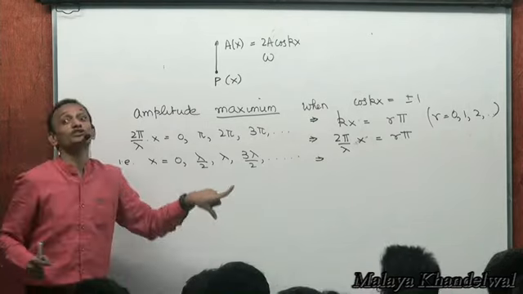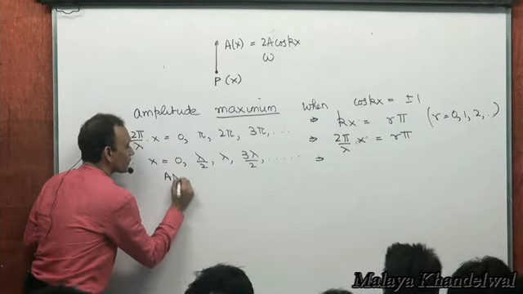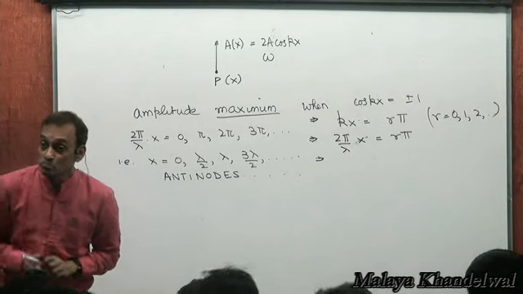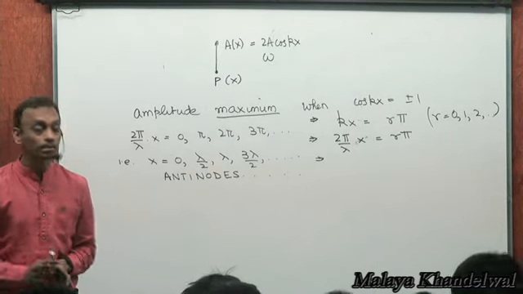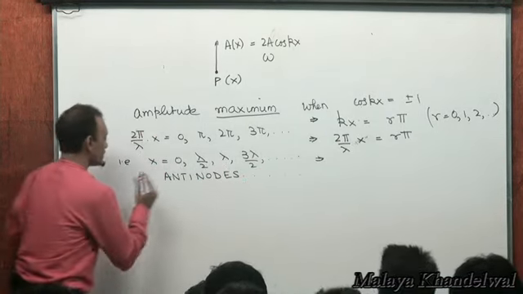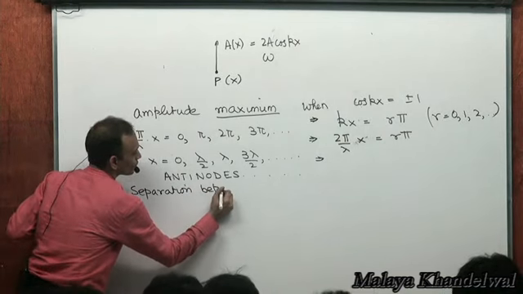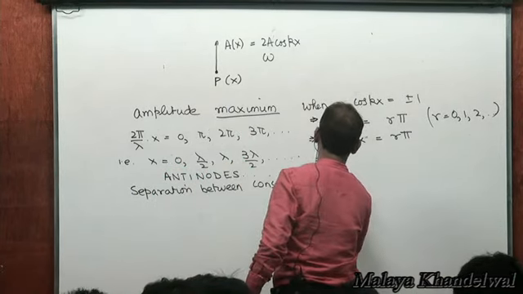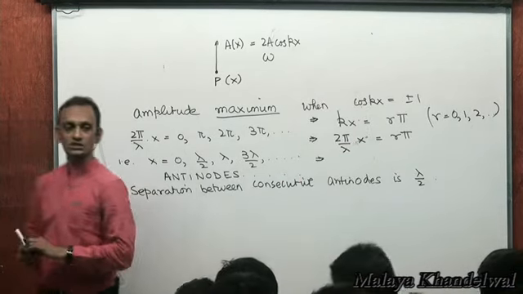Now, these points where the amplitude is a maximum it could be are referred to as antinodes. Antinodes are points where the amplitude is a maximum. Yes or no? And do you realize that the separation between consecutive antinodes is lambda by 2? Right? Separation between consecutive antinodes is lambda by 2. Yes or no?